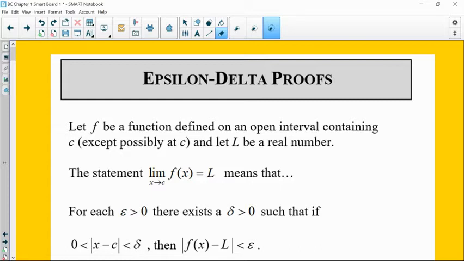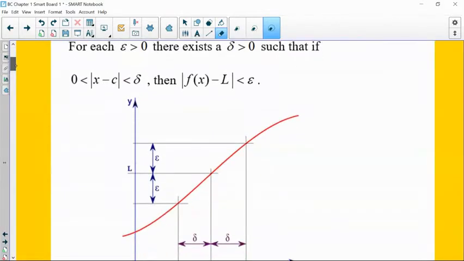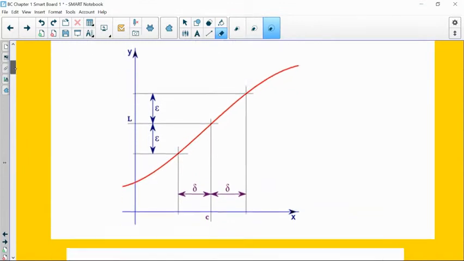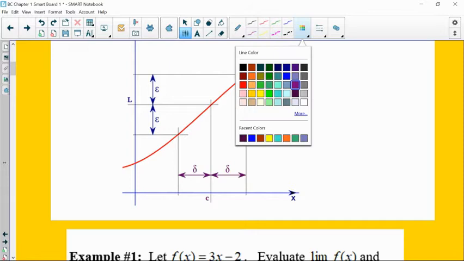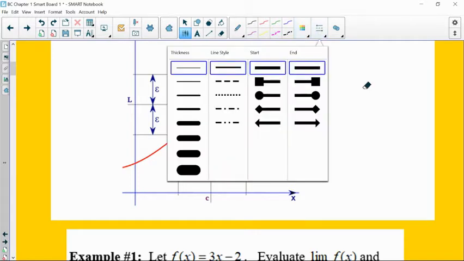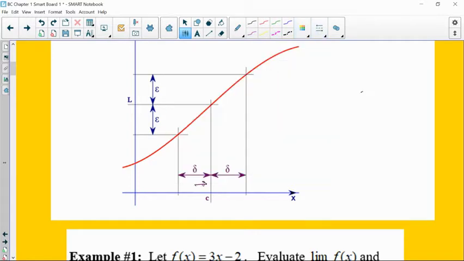Okay, and so that's again, kind of going back to this picture. So if you think, as you approach your C value, right, that's right here, as you get closer and closer and closer to that C value, the question is how close is close enough to guarantee how close you have to be to guarantee that your y values are actually getting closer and closer to the value that you think or you're claiming to be the limit.